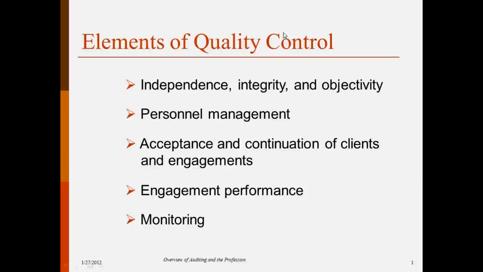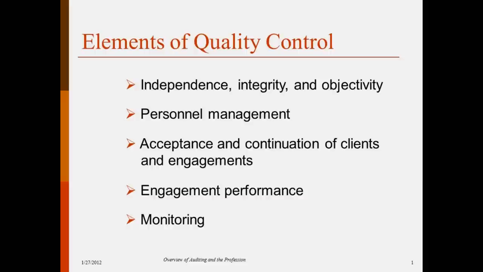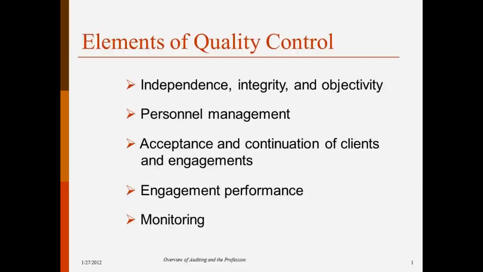Okay. Quickly, accounting firms are expected to have quality control standards. If the PCAOB came in and evaluated the firm's quality control standards, some of the things they would be looking for is to ensure that the firm has a way to monitor that their employees are independent, that in their audit engagements there's this attitude of independence, integrity, and objectivity, and that they're monitoring this. So we'll talk about independence a little later, but they're expected to monitor the independence of their employees.